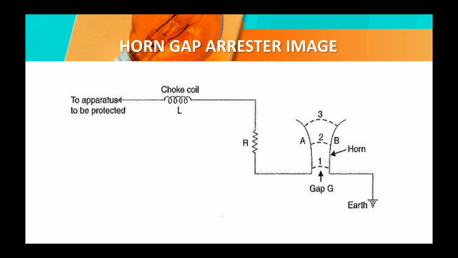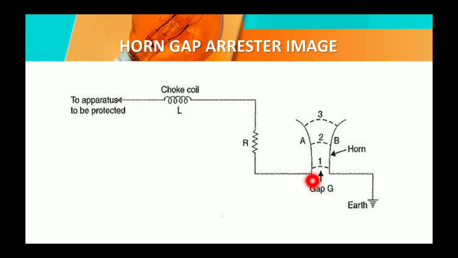Here you can see a horn gap arrestor image. The line to the apparatus to be protected, then the choke coil, which acts as an inductive coil, and the inductance is high when the transient frequency has come, then the resistance, and that is the horn gap. You can see here positions 1, 2 and 3, and these are the horn-shaped metals, that is earth. So that is the gap.